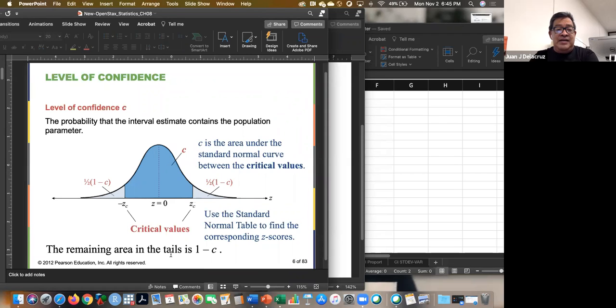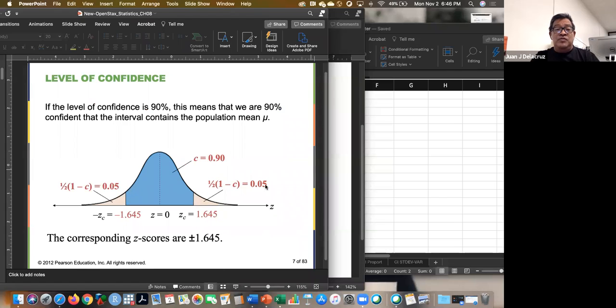The remaining area in the tails is 1 minus C. We divide it by 2, and then we find the cumulative area here and here, and we use either your tables or Excel to find these values. As I said before, the corresponding z-scores are plus and minus 1.645. Always, all the time, we're going to use the positive value for 1.645, the positive value for the z-score.